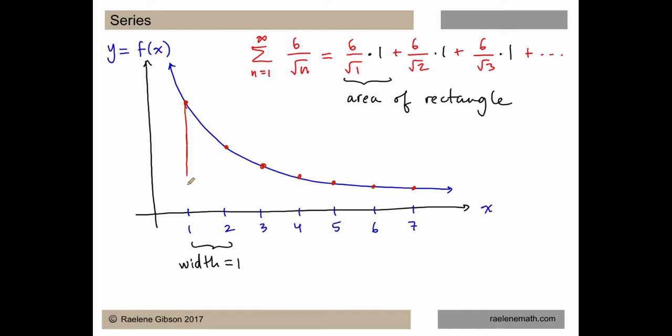So we can make the first term of the series look like a rectangle of area given by length times width of 6 over root 1 times 1. And then we can do another one using the left end point of this series to represent the infinite sum, the infinite series.